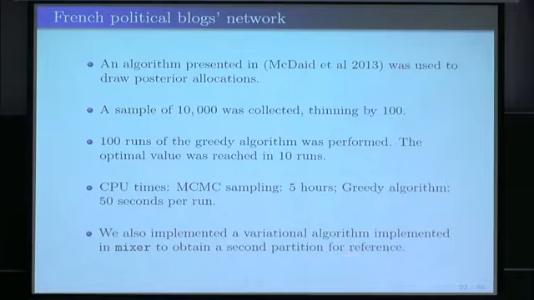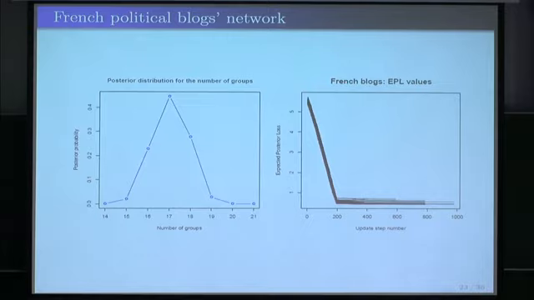To compare as a reference, we also looked at a variational algorithm implemented in the mixer package. Okay, so some output. This is the posterior distribution for the number of groups, and it has a mode at 17. It turned out that our VI Bayes action gave us a partition with 18 groups, so it differs from the posterior mode for the number of groups.